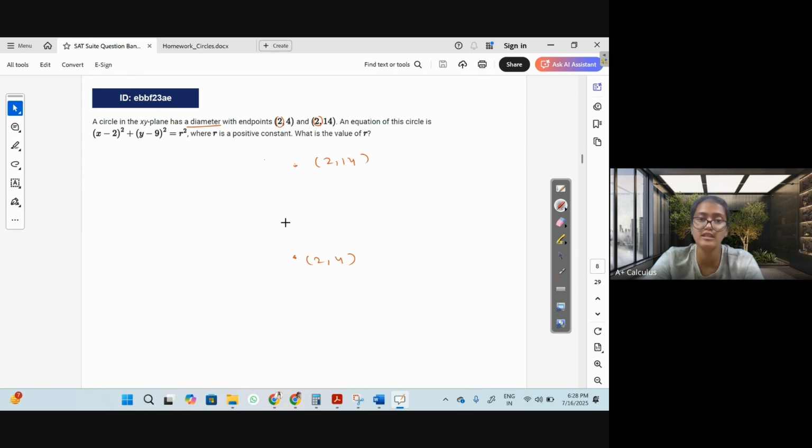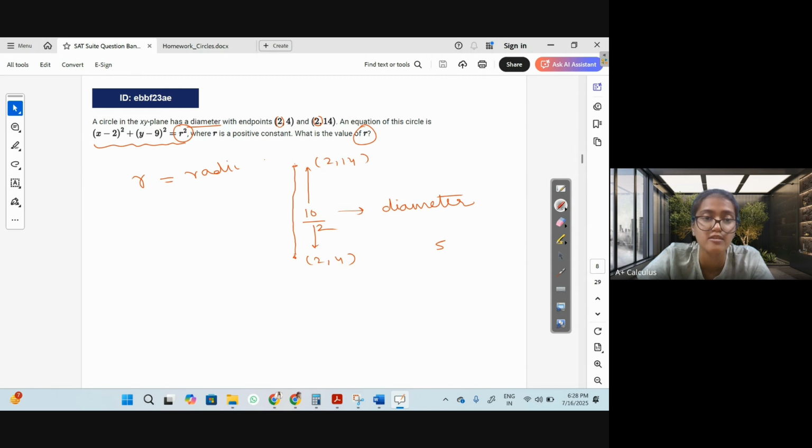So how much is this distance? Well, you just do 14 minus 4, that's 10. This distance is 10. So that's actually the diameter. Okay, so the radius will be half of the diameter, so 5. Now, what is r? For this equation, r squared, so r here is actually the radius, because the equation of the circle is x minus h whole square plus y minus k whole square is equal to r square, where r is the radius of the circle. Right, so the radius here will be 5.